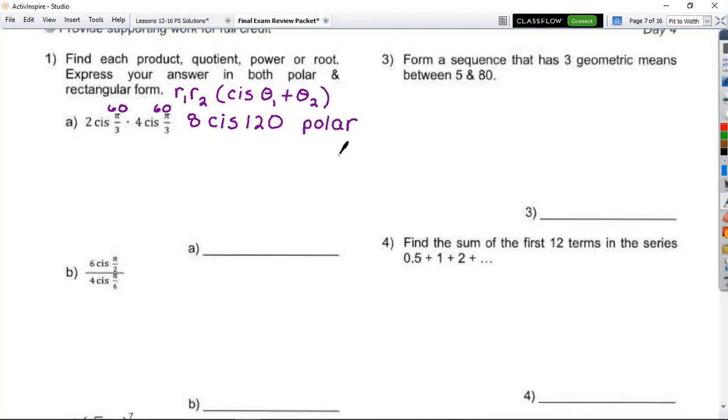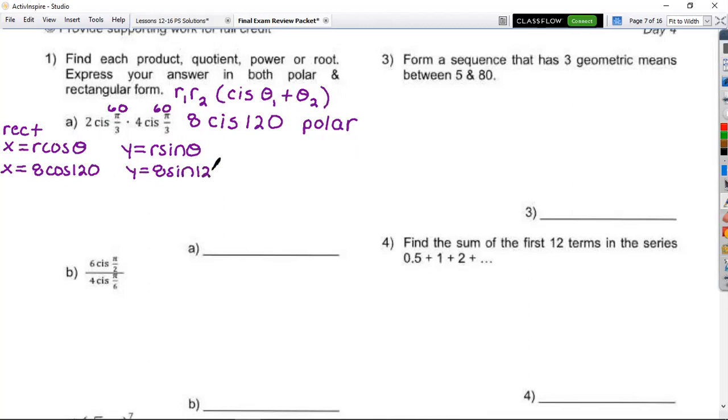Now what you need to do is rectangular. So to do the rectangular, you're going to look at your formula sheet. And for rectangular, you're going to go x is equal to r cos theta. And you're going to go y is equal to r sine theta. And then you're going to take these and sub them in. So I'm going to have x is equal to 8 cos 120. And then you're going to have y is equal to 8 sine of 120.